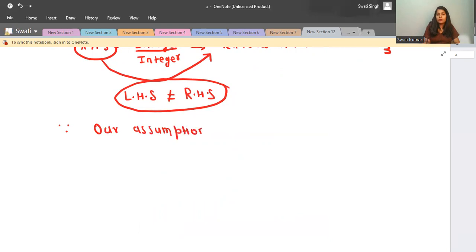So we can say, since LHS is not equal to RHS, our assumption is wrong. What was our assumption? Our assumption was that root 3 is a rational number, and now we have reached a conclusion that our assumption is wrong. That means taking root 3 as a rational number is wrong. So what is the correct statement? That root 3 is not a rational number, which is the same as root 3 is irrational, and hence proved.